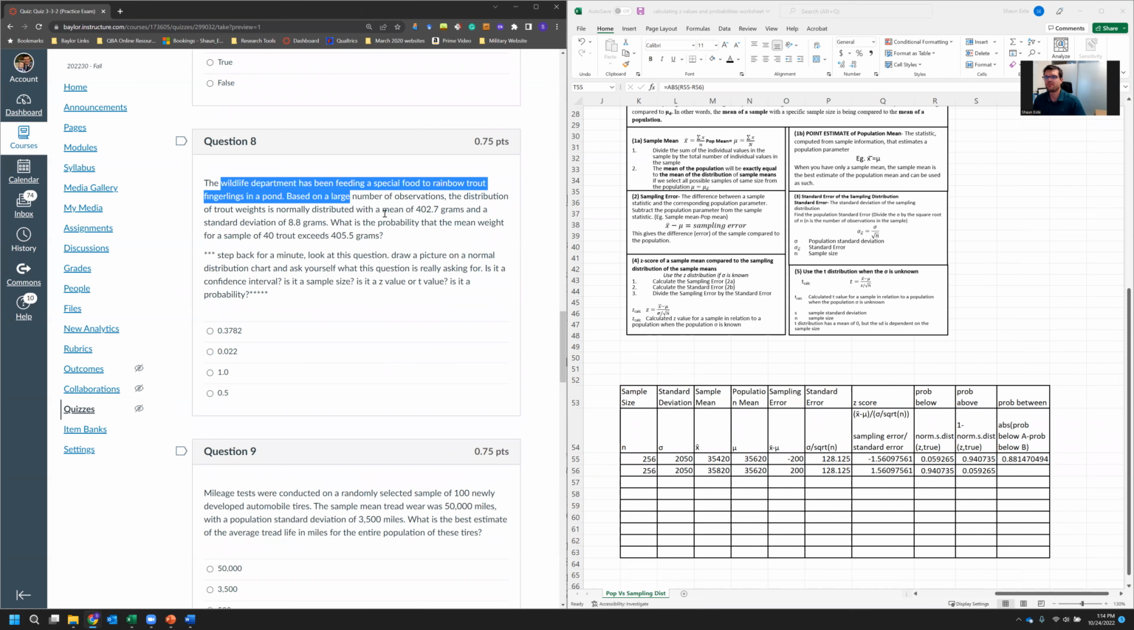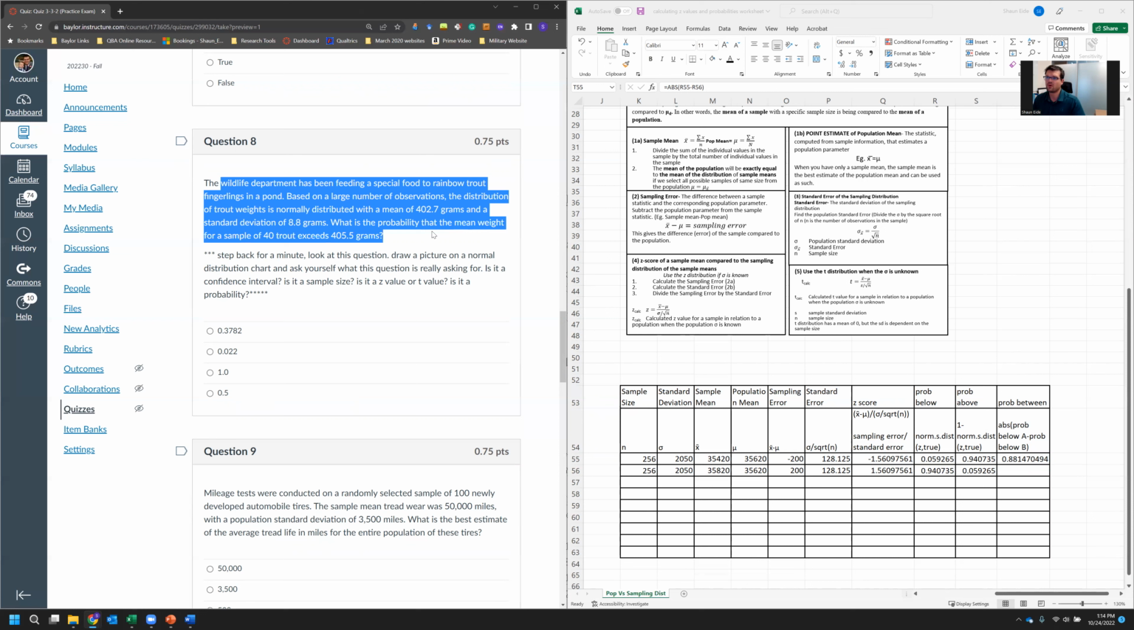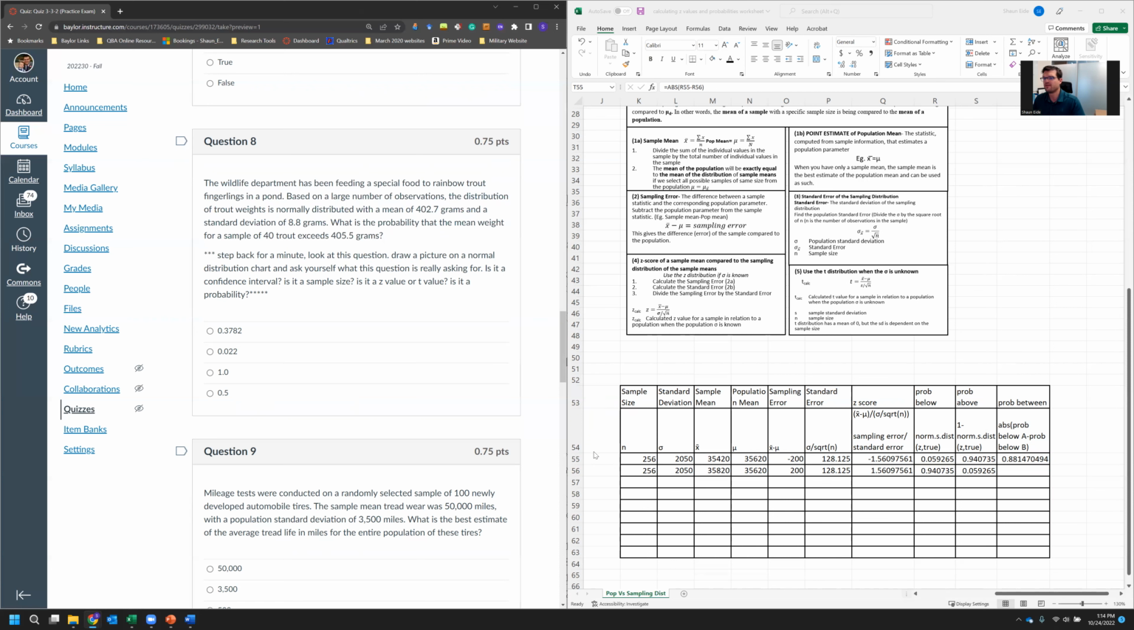Let's look at this. The wildlife department has been feeding a special food to rainbow trout fingerlings in a pond. Based on a large number of observations, the distribution of trout weights is normally distributed with a mean of 402.7 grams and a standard deviation of 8.8 grams. What is the probability that the mean weight of a sample of 40 trout exceeds 405.3 grams? So first of all, once again, are we looking for the probability of something? Yes. We're not looking for a confidence interval. We're not looking for a sample size. We're looking for the probability of an occurrence. So for the probability of an occurrence, we're going to use this.